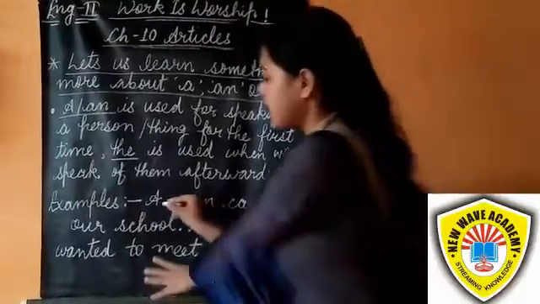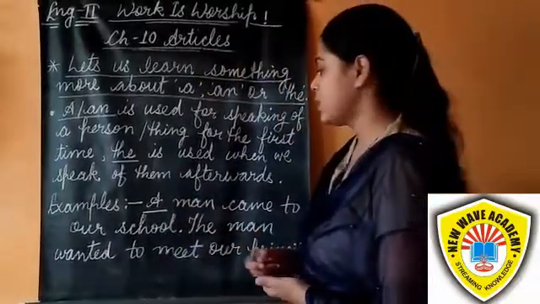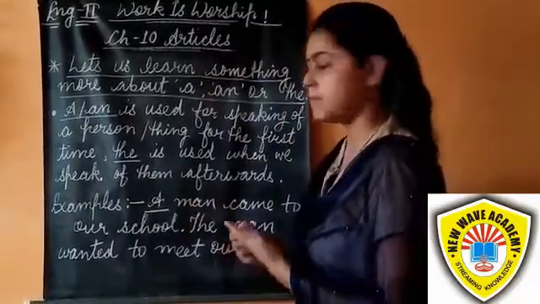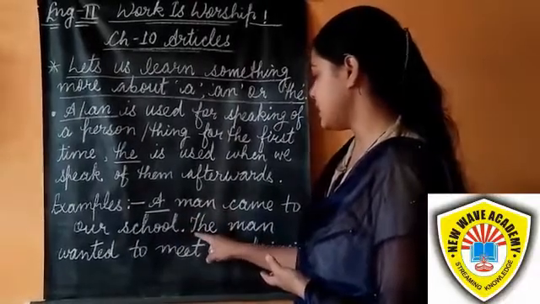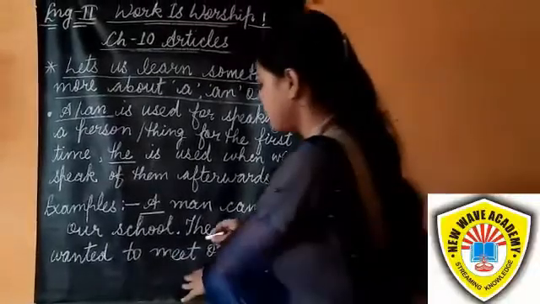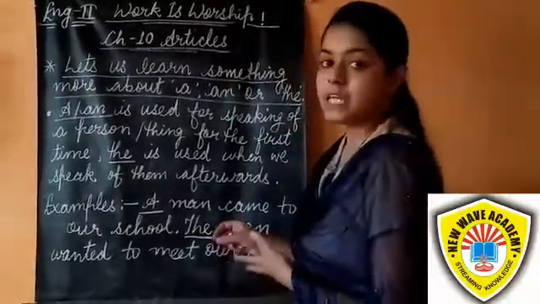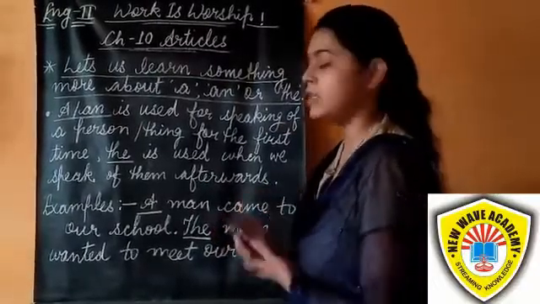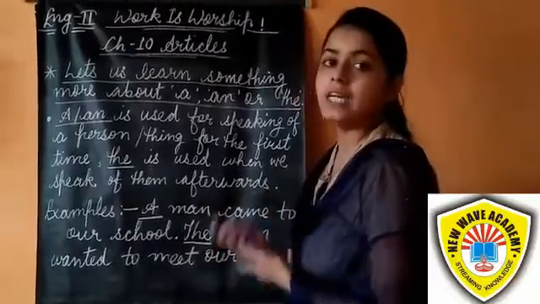We use a before man in the first sentence because here he could be any man. But in the second sentence, the man wanted to meet our principal, we use the before man because here we are talking about a particular man who came to our school and wanted to meet our principal.